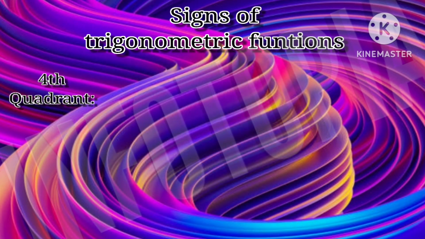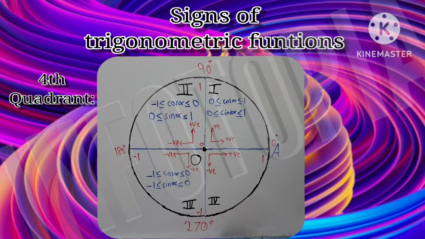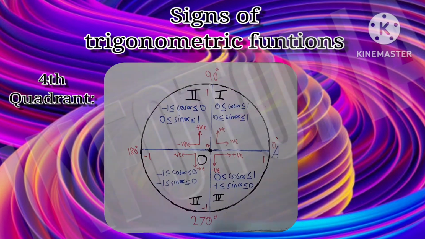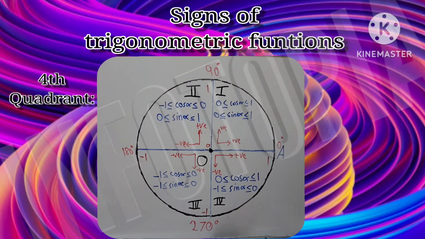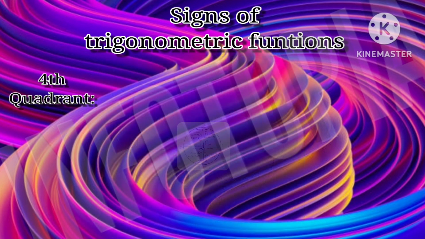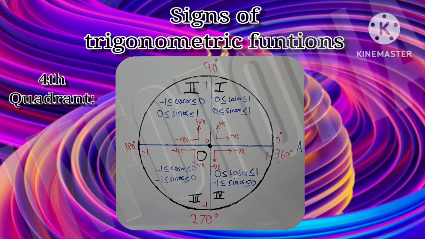Finally, the fourth quadrant, where only the cosine is positive, while the sine and all other functions are negative. Then the value of the sine will be between -1 and 0, while that of the cosine is between 0 and 1. The angles in this case are between 270 degrees and 360 degrees.